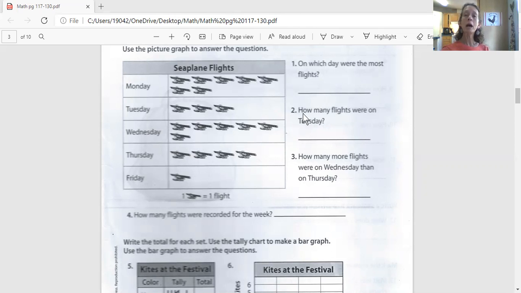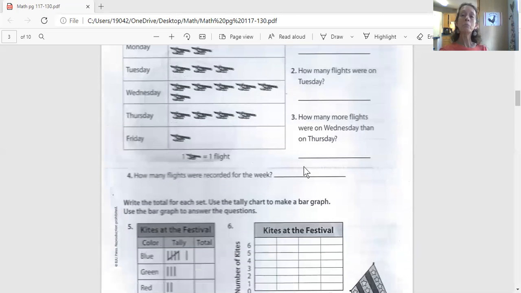Number 2 asked me how many flights were on Tuesday. Well, if I go on Tuesday, can I just count them? Yes, after I've checked my key to make sure one picture means one flight, and it does. One picture equals one flight. That's called a key. How many pictures? 1, 2, 3. How many flights? 1, 2, 3. My answer for Tuesday would be 3 flights.